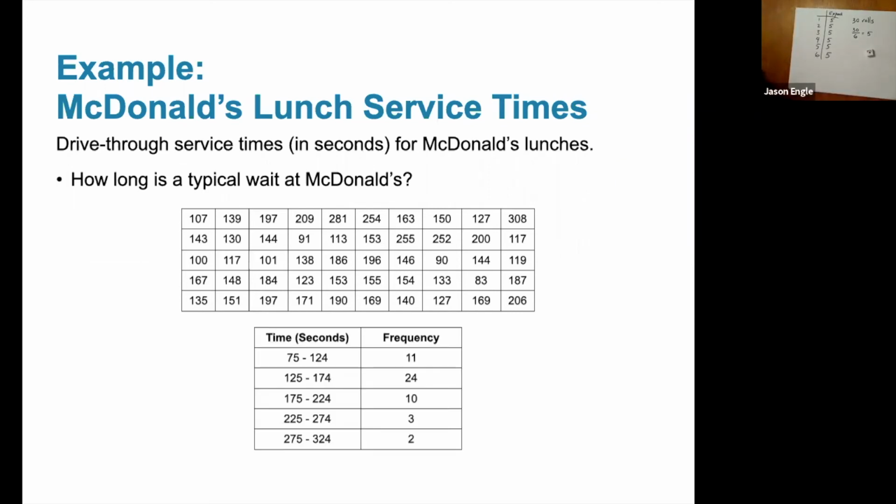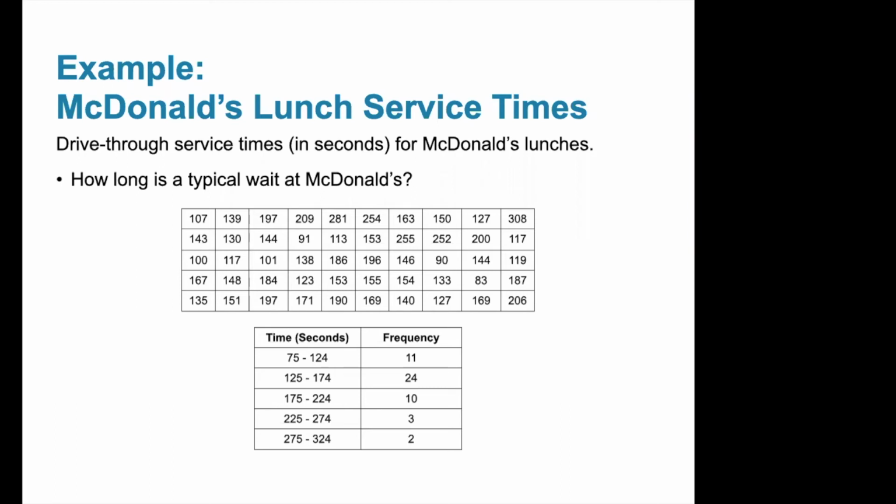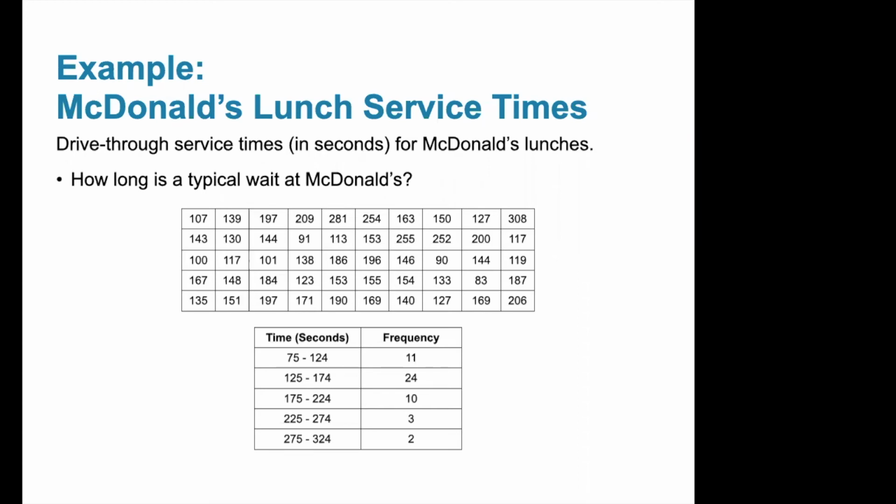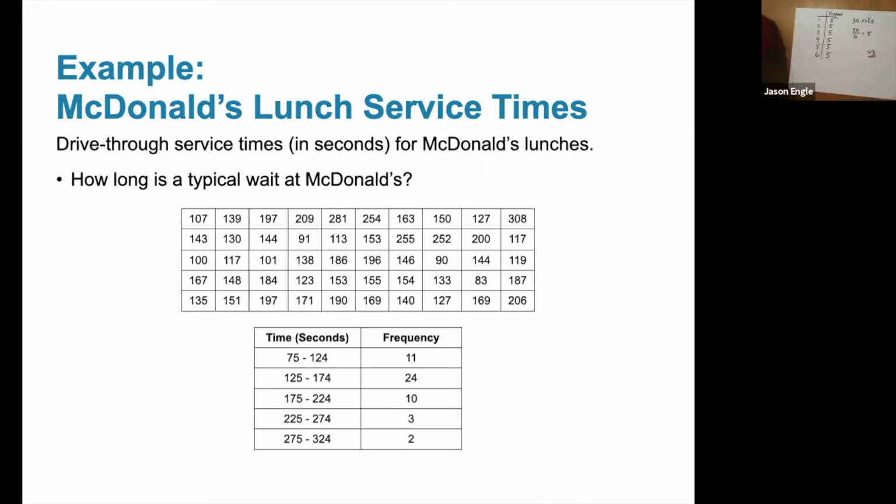What you see now down below is an example of a frequency table. What you see in the table is a summary of the data above the table. That make sense? In the first column, it's the time in seconds. And in the first row of the first column, you see how it says 75 to 124 seconds. That's an example of a class. It's a range of times.